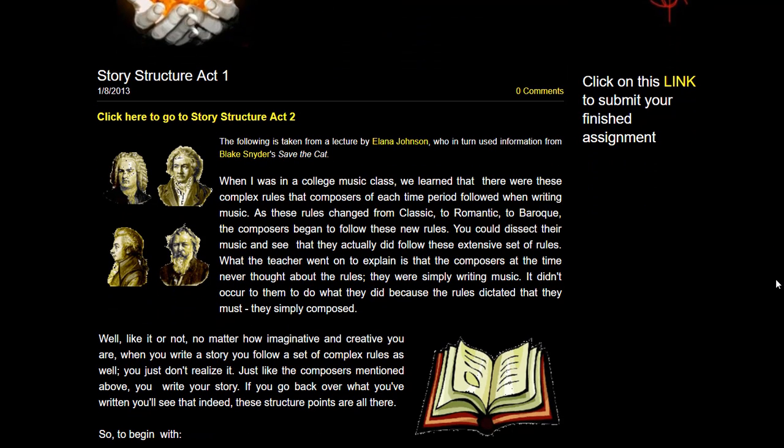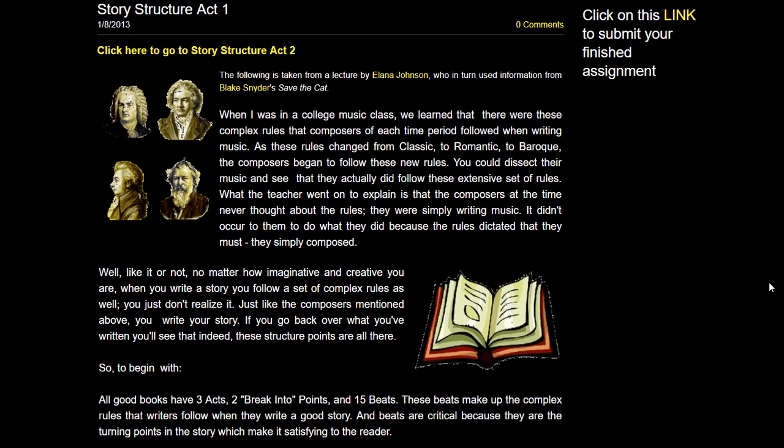Now the following is taken from a lecture by Elena Johnson, who in turn used this information from Blake Snyder's Save the Cat. This first part is mine, however. When I was in college music class, we learned that there are complex rules that composers of each time period followed when writing music. As these rules changed from the classic to the romantic to the baroque, the composers began to follow the new rules. And you could dissect their music and see that they actually did follow this extensive set of rules.